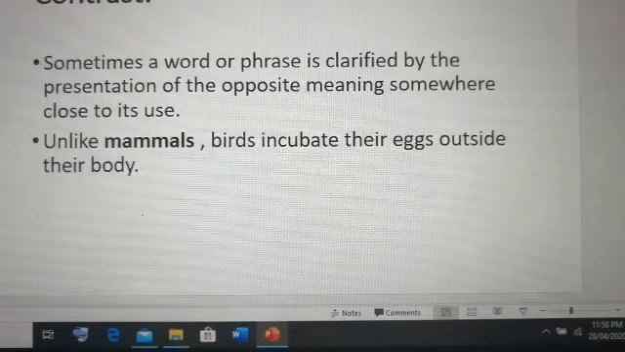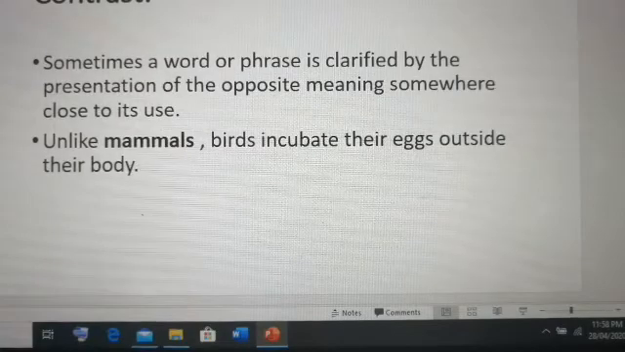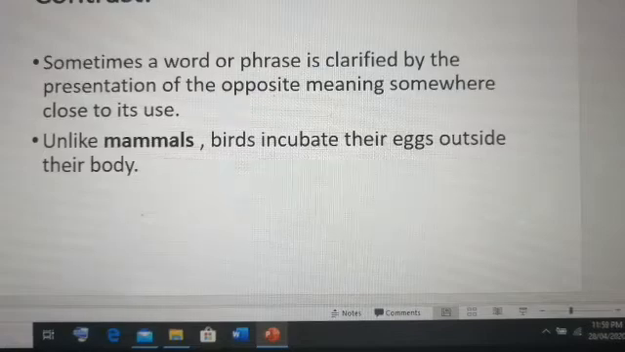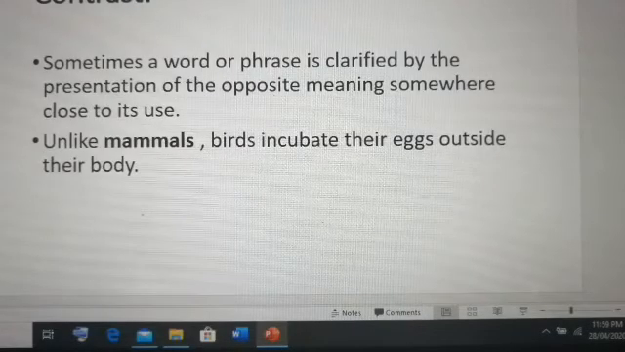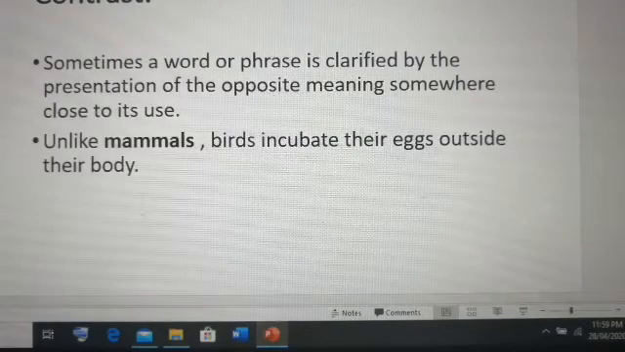Sometimes the writer gives you contrasting meanings, the opposite meanings of the words he has mentioned, so that the reader can guess the meaning of the word easily. Sometimes a word or phrase is clarified by the presentation of the opposite meaning somewhere close to its use. Unlike mammals, birds incubate their eggs outside their body. The writer has used the word unlike. It means that mammals are those animals which have their babies inside their bodies, not in eggs.